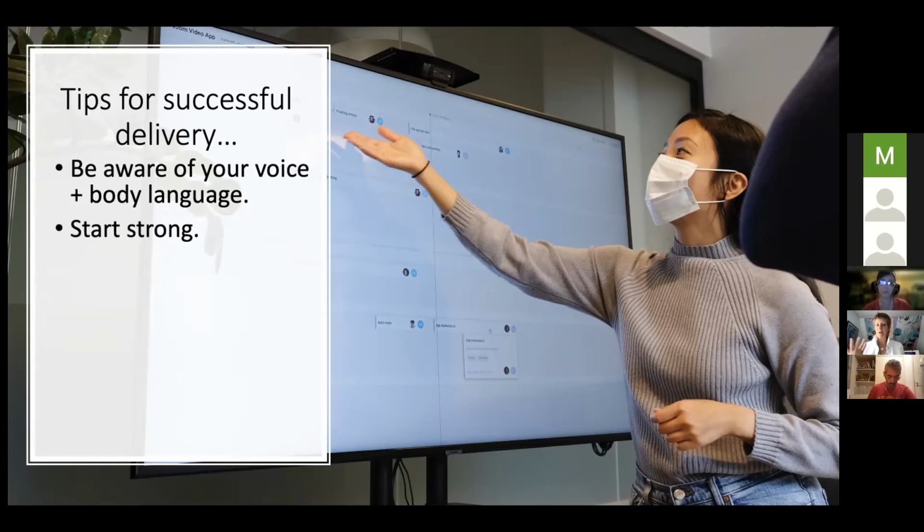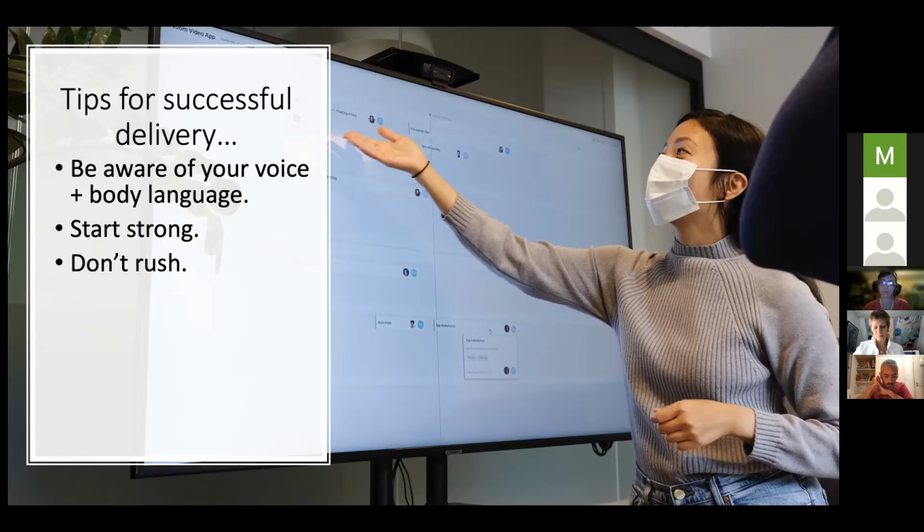Start strong, all right? So if you grab the listener's attention right from the beginning, you can keep it throughout the presentation. But don't start off shy or worried. Forget that for a moment, if you can, and start off with, this is what I want to talk about, and this is why I want to talk about it, okay? So try to be really clear, because that will help you step on a good, confident foot as you step forward.